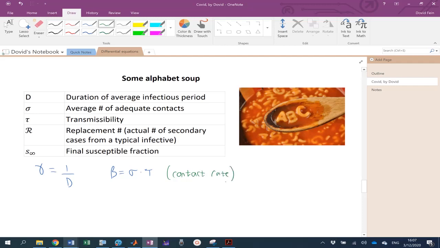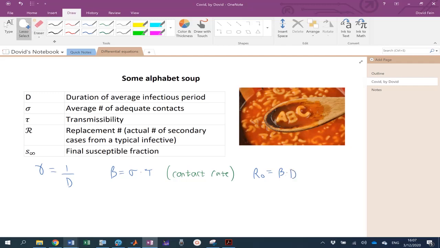You see the script R there. I've written it in script so as not to confuse it with the R that we saw already for the recovered compartment. That's the replacement number, and you've probably heard of R naught. It's in the news a lot. R naught is going to equal beta times d.